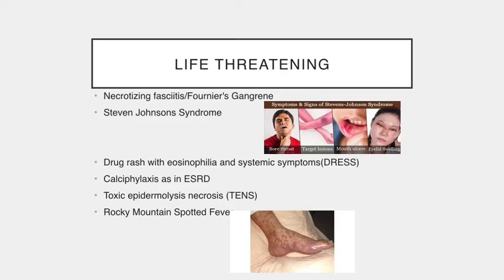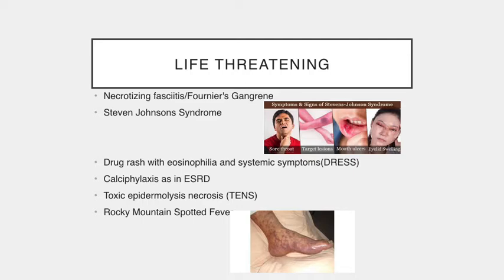I remember back to ICU days, and the necrotizing fasciitis is very, very difficult to treat, and obviously a surgical emergency. Stevens-Johnson's is rare but does happen, and you can have very minor symptoms to start with, so that's something that should always be on your radar, especially related to drug rashes and so forth. So I put that here, the DRESS, and the calciphylaxis in end-stage renal disease, again, very rare, but something that should be on your radar. And some of the other necrotizing rashes.